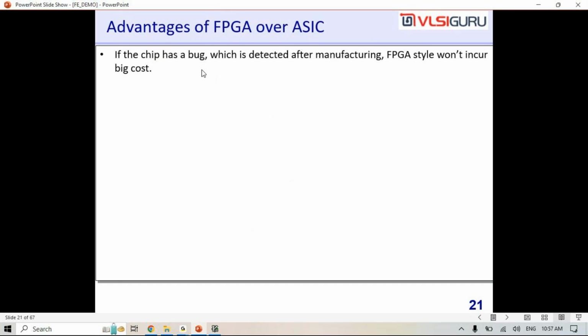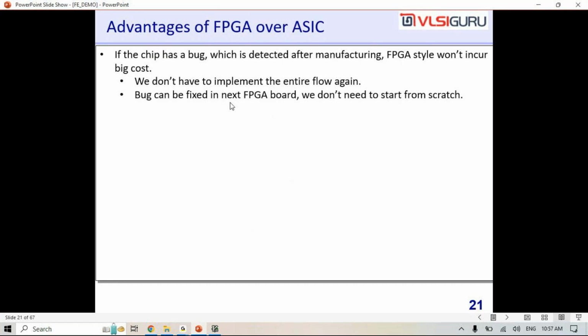So if a chip has a bug which is detected after manufacturing, an FPGA trial won't incur major cost. We don't have to implement the entire flow again. The bug can be fixed in another FPGA board and we don't need to start from scratch. In ASIC, if there is a bug, we need to do the entire flow again.